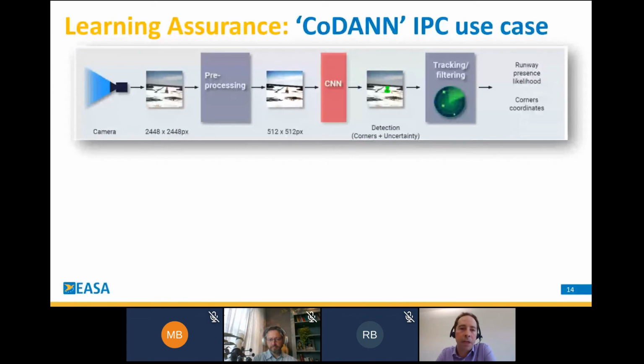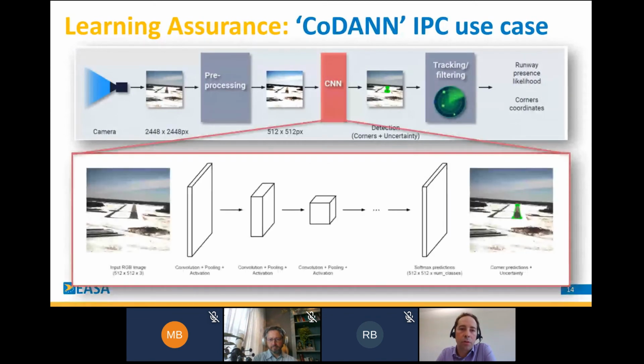As for the convolutional neural network, I'm not digging into details, as Jesus would do much better than I would. It's a type of neural network using convolutional filters to be able to better identify shapes, contours, and things in images.